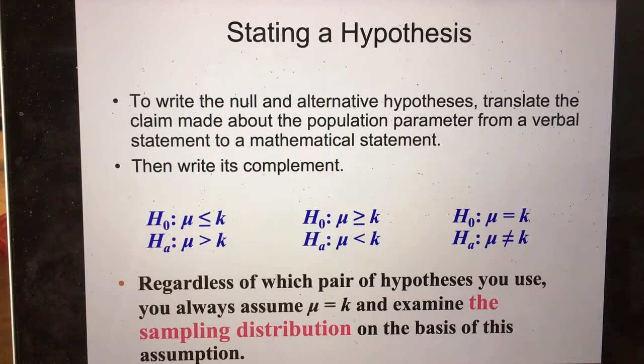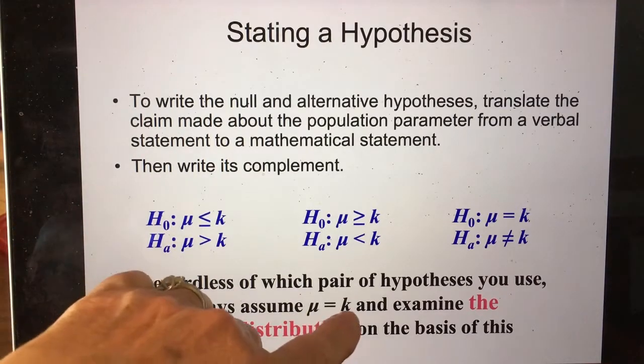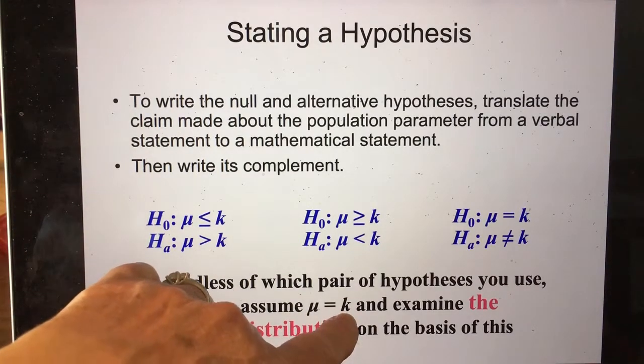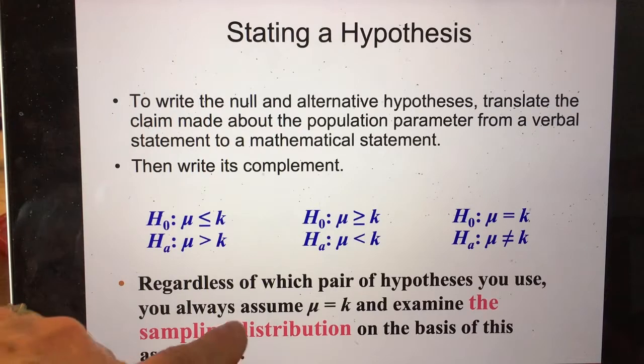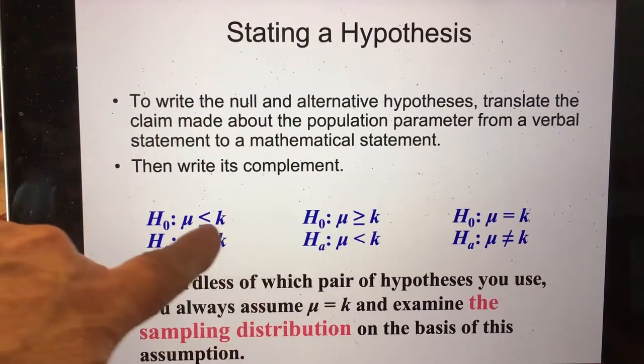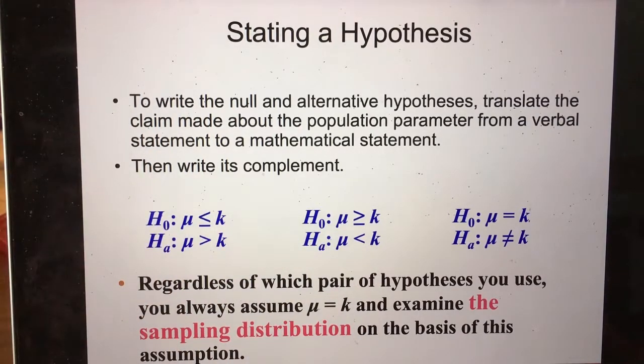Regardless of which pair of hypotheses you use, you always assume that the mean equals K. In other words, you're going to examine the distribution on the basis of this assumption. We're always going to assume that the H sub O is the true statement.